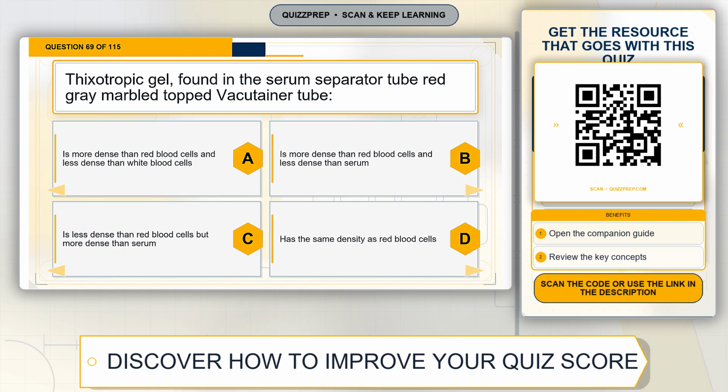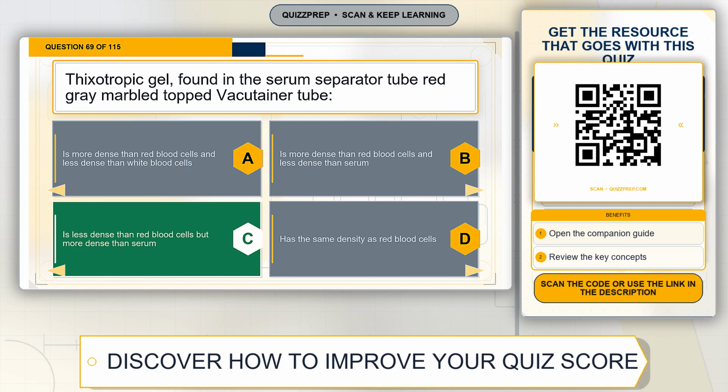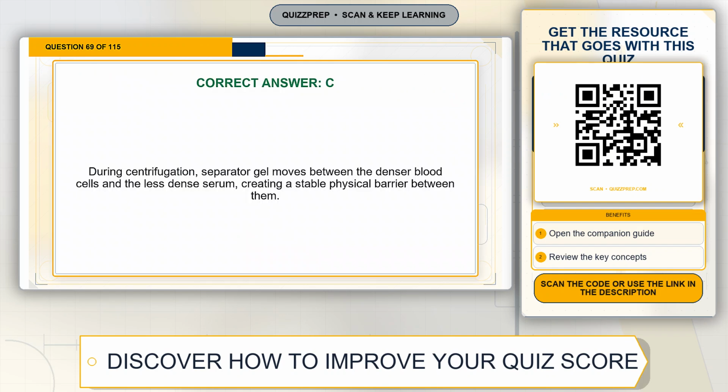Question 69. Thixotropic gel, found in the serum separator tube, the red-gray marbled top vacutainer tube. Option A, is more dense than red blood cells and less dense than white blood cells. Option B, is more dense than red blood cells and less dense than serum. Option C, is less dense than red blood cells but more dense than serum. Option D, has the same density as red blood cells. The correct answer is option C, is less dense than red blood cells but more dense than serum. Explanation. During centrifugation, separator gel moves between the denser blood cells and the less dense serum, creating a stable physical barrier between them.